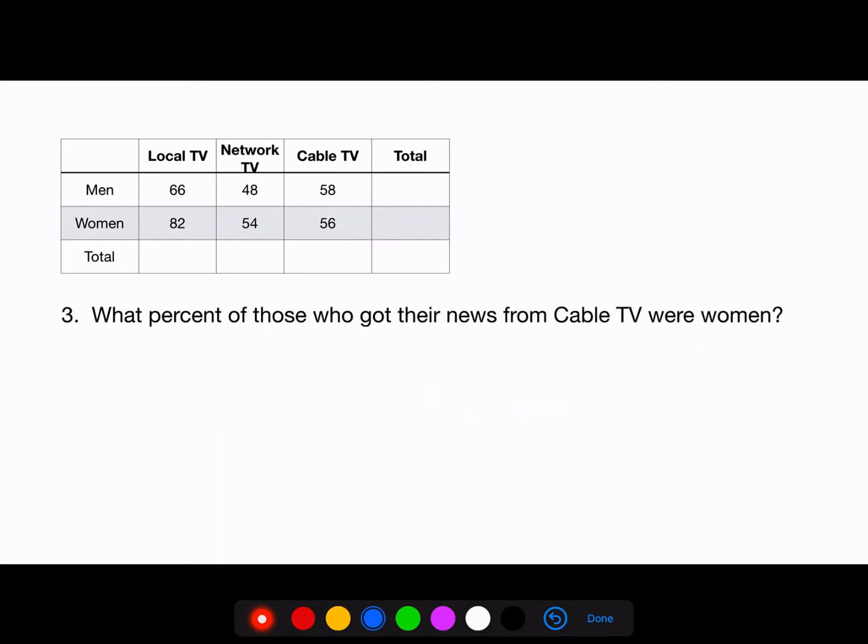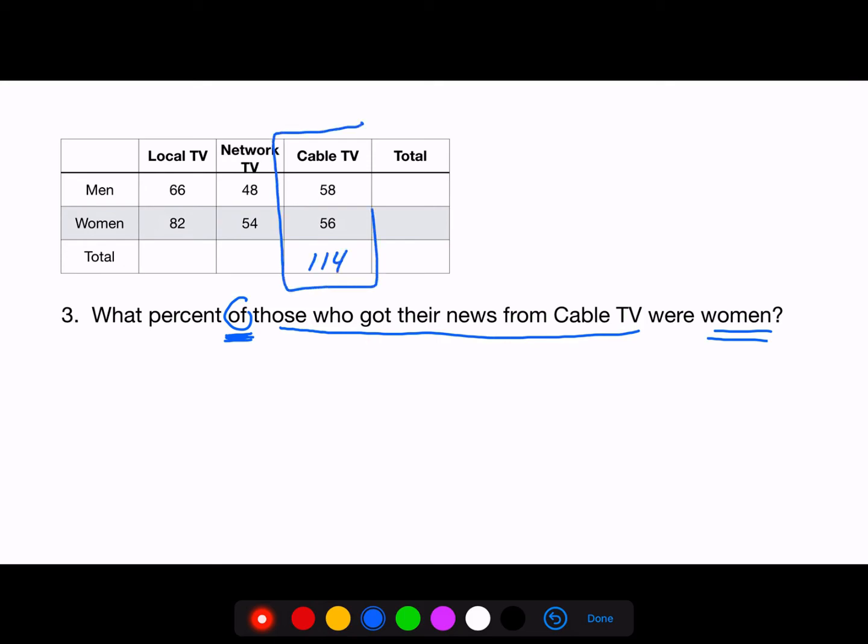One last example. What percent of those who got their news from cable TV were women? This sounds like the previous problem, but it's different in an important way. The group that we're interested in, the percentage of, are those that got their news from cable TV. So the number that got their news from cable TV was 114.